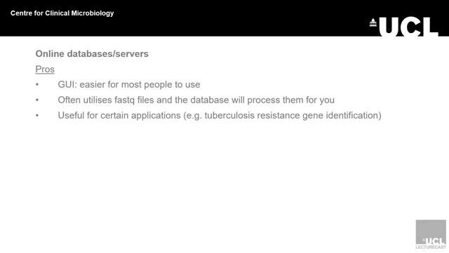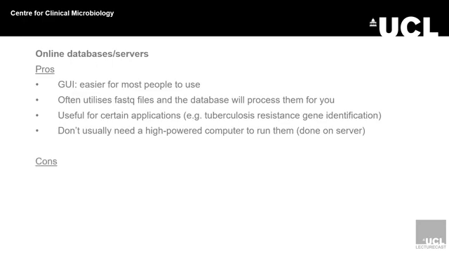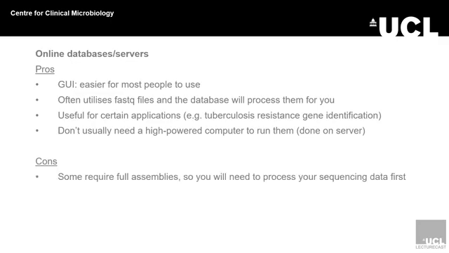There are quite a few that are based on looking at tuberculosis resistance gene identification, for instance. They don't necessarily need a high-powered computer to run them, because what you do is upload your data to the internet, and the cloud does the processing for you, although there are sometimes rules about file sizes. In the common categories, some of them do require full assemblies, so you will need to go all the way through the last section and process it to get your assembly.